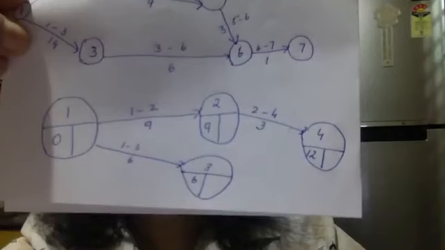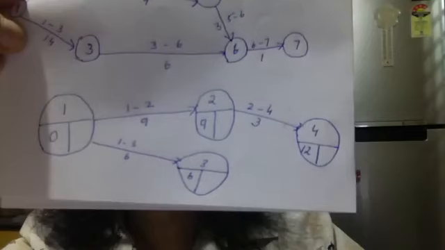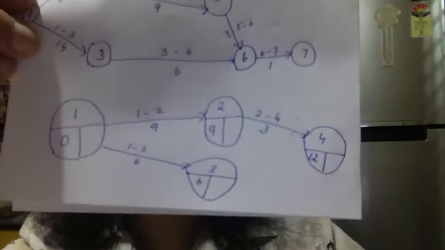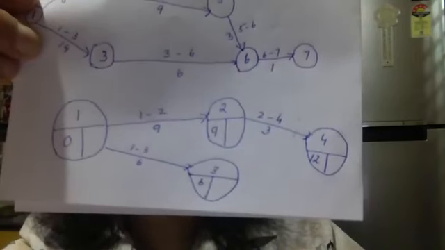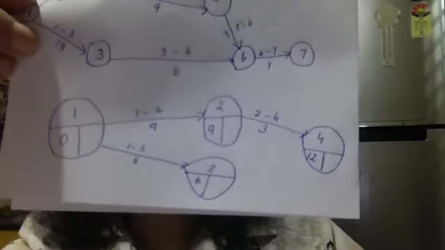Now suppose, listen carefully, 1 to 2 was 9. So event 2 begins at 9 minutes. Alright. 2 to 4 was 3. So 9 plus 3 is 12. Alright. Now 1 to 3 was 6. So event 3 begins at 6 minutes. Now I will draw a line from 3 to 4. Okay, 3 to 4.